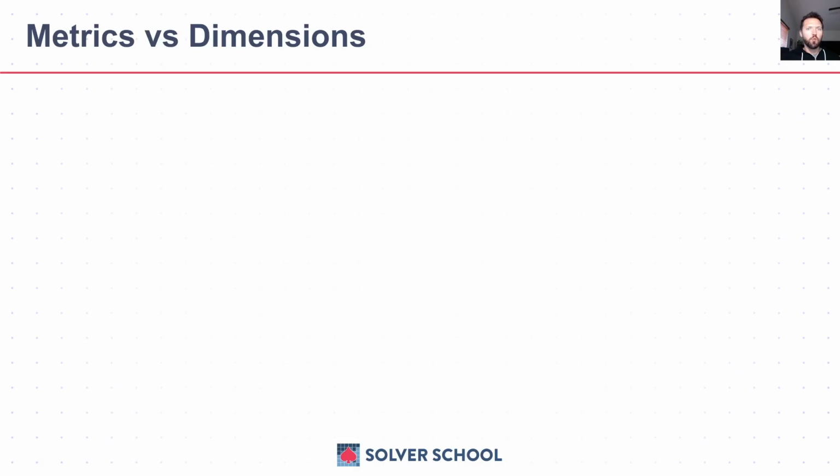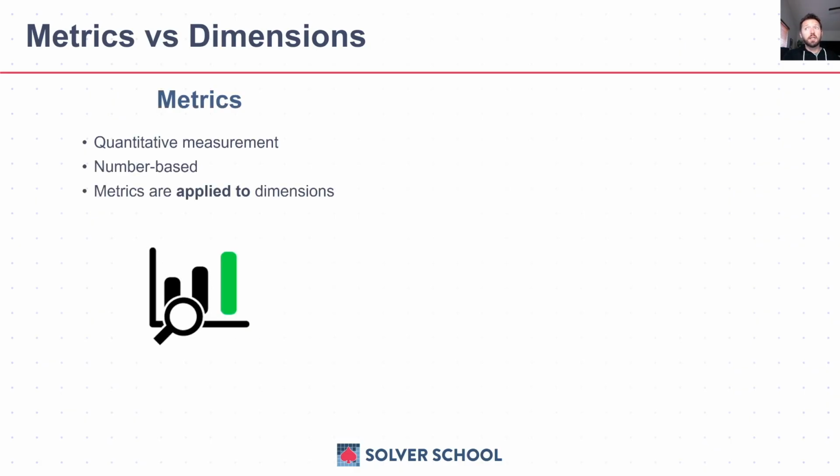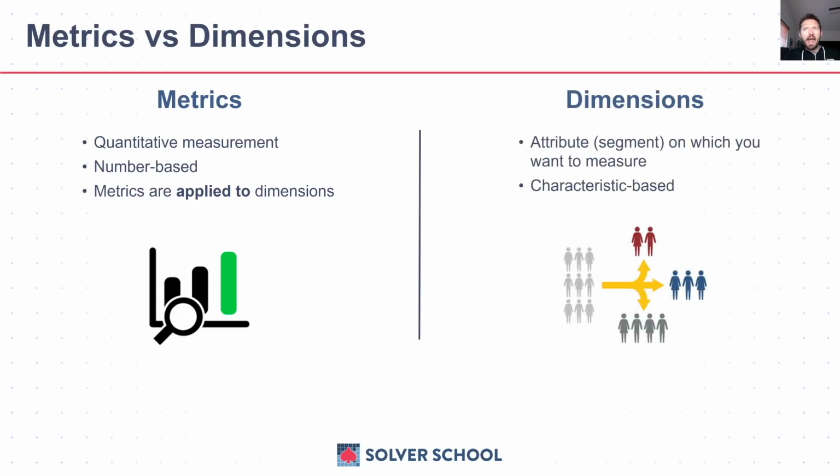So I mentioned metrics. Well, what is a metric and then what is a dimension? Metrics, as we've mentioned here, are quantitative, they're number-based, and metrics are not the same thing though as dimensions. Metrics are actually applied to dimensions. So what is a dimension? A dimension is the attribute or a segment on which you actually want to measure, and it's characteristic based. You can think of dimensions as a way of organizing the various metrics.